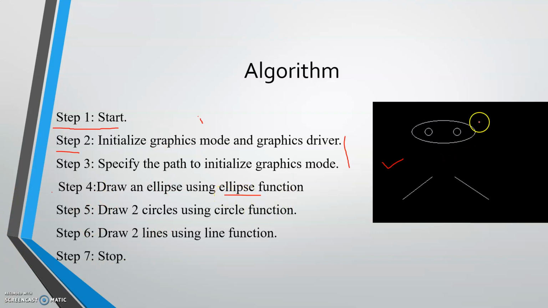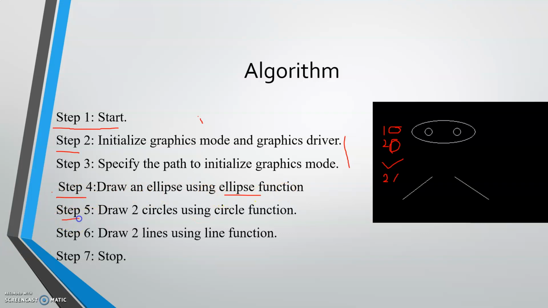We know that to draw this particular image, we have to find out which shapes we require. We need one ellipse, two circles, and two lines. Okay, we have finalized this. Then we go towards step 4, which is to draw an ellipse using the ellipse function.